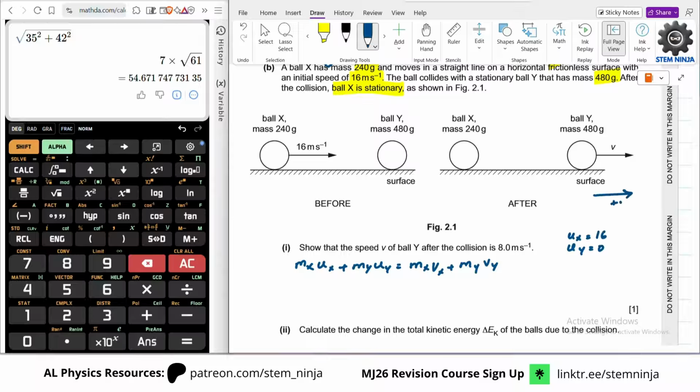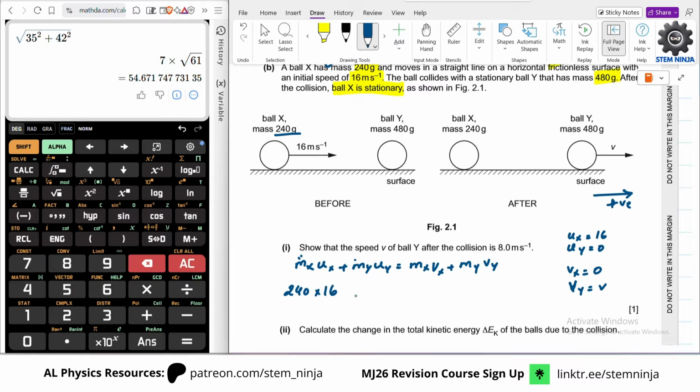We need to keep one direction positive. Let's keep that towards the right positive. Vx is now 0 and Vy is simply V. And M, this is 240 grams, so ball X is 240. The masses are on both sides in grams, so we would have to multiply 10 raised to power minus 3 for all of them, so we can forego that. That won't change the mechanics, the ratio would be the same.